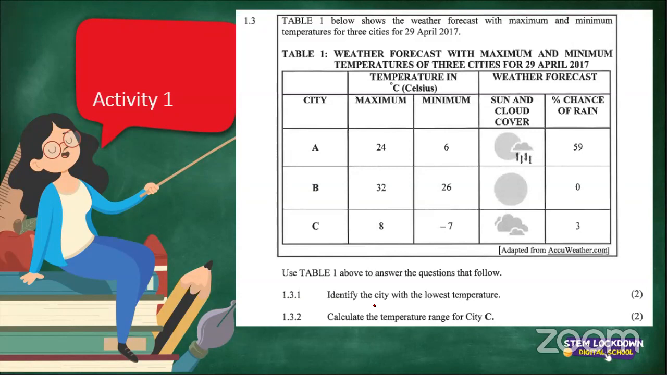1.3.1. Identify the city with the lowest temperature, obviously between A, B, and C. We're looking at the average of the maximum and the minimum. Which city has the lowest temperature? Please write your answer on your chat box.